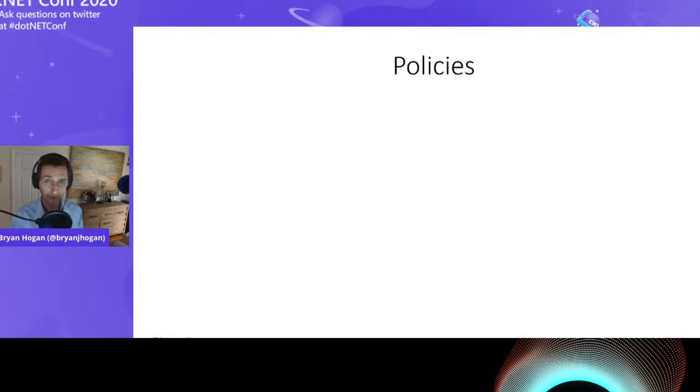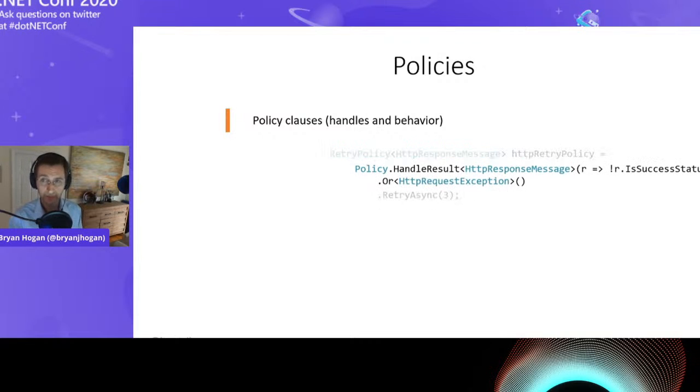At the heart of Polly are policies. These are things such as a retry, timeout, and circuit breaker, and I will get to each one of those in turn. A policy is made up of two parts, two clauses, let's say, the handles clause and the behavior clause. The handles clause specifies the failure the policy should respond to, like a 400, 401, or some type of exception, and the behavior clause specifies what should be done. In this case, retry 3 times.